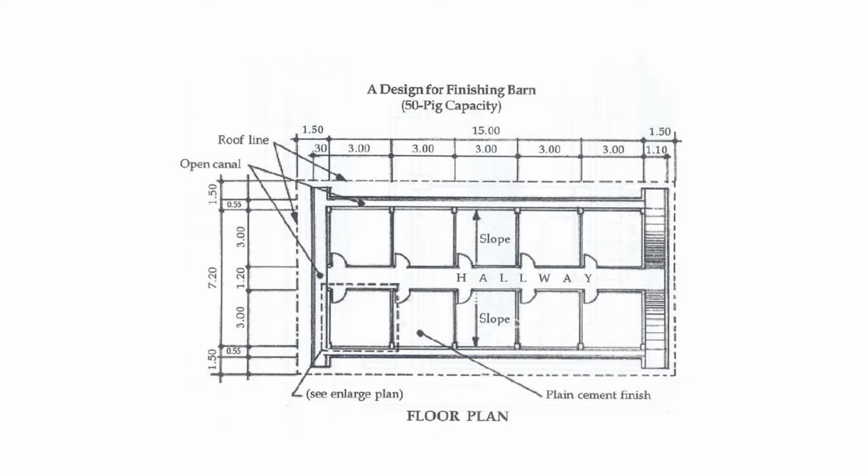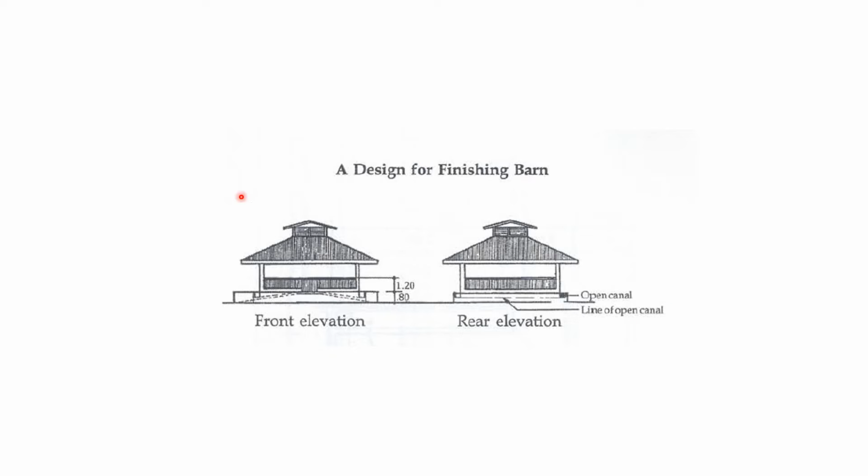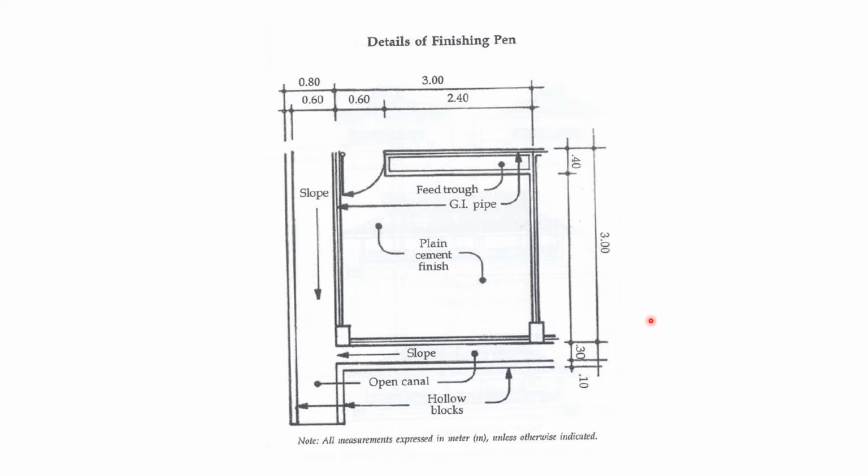Now, we also have itong finishing barn. So, kamukha rin nung sa growing barn with a 15 meter by 7.20 meter na area. And then, ganito rin yung itsura. Pareho lang sila nung other barns. Then, ganito yung finishing pen. So, pareho lang sila nung sa growing pen, nung lawak. So, nasa 3 meters by 3 meters rin siya. Then, yung isang difference is sa feeding trough.